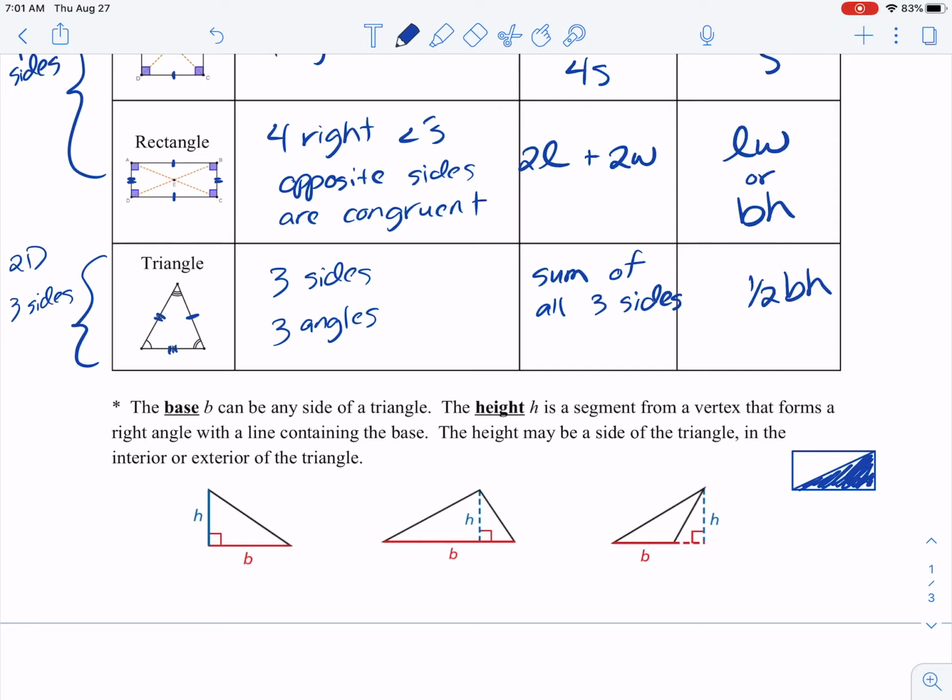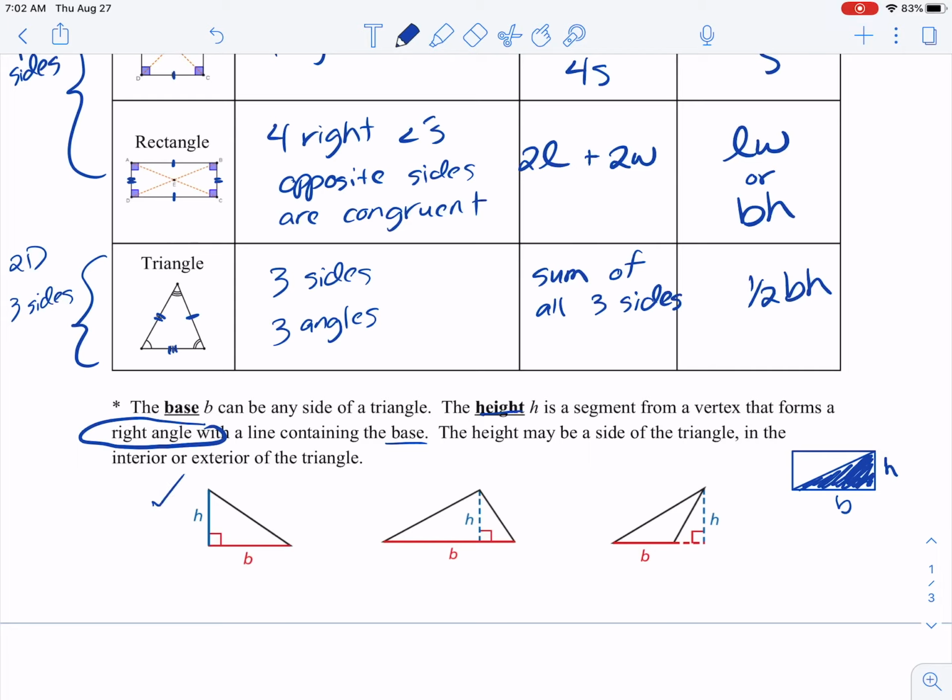The one thing you need to be careful with for base and height of a triangle, because triangles can be in multiple different shapes, you need to look for base and height meeting at a right angle, okay? So the vertex of the height is going to form a right angle with the base. Base and height meet at right angles. And then just notice that the height can sometimes be the side. So over here, this example I showed you, the base and the height were the sides.